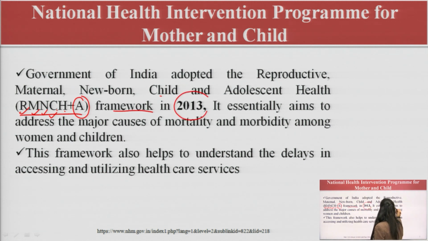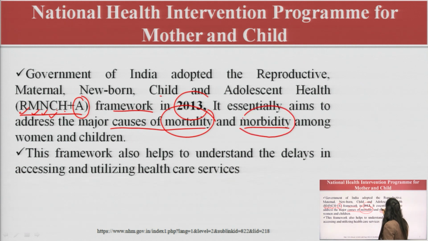It essentially aims, and our aim for this program is, to prevent the major causes of mortality and also morbidity. So, the reasons which are causing disease in these ages, and how we can prevent them. So, our main goal is to reduce the mortality, meaning the death rate, and the disease, meaning the morbidity, among women and child.